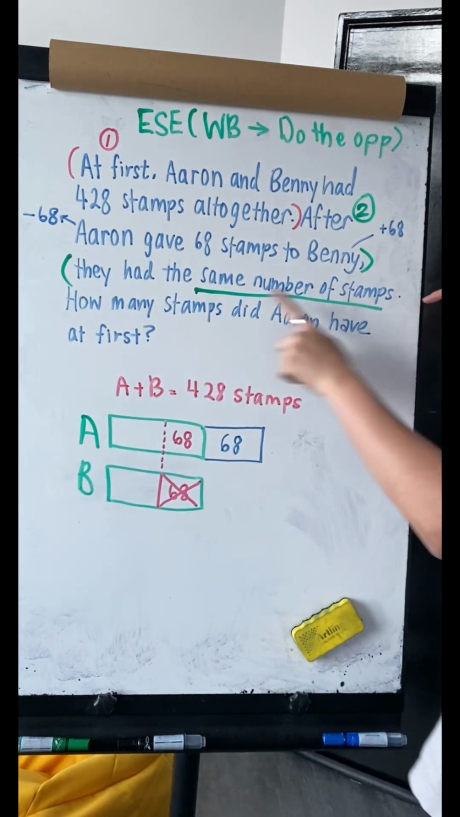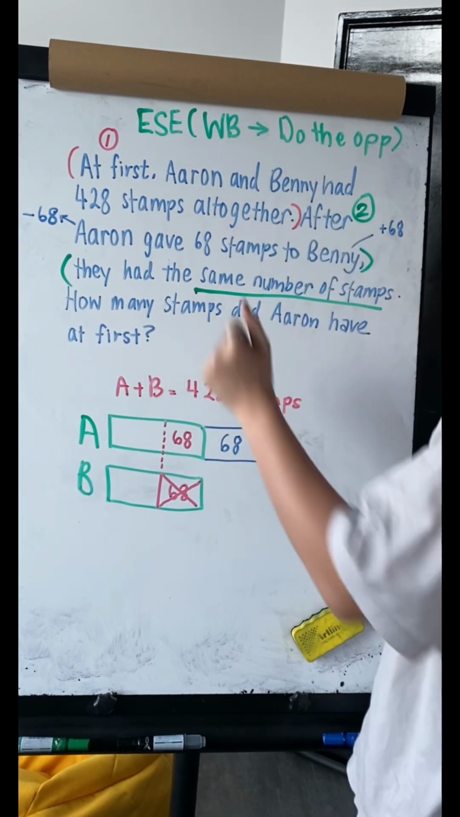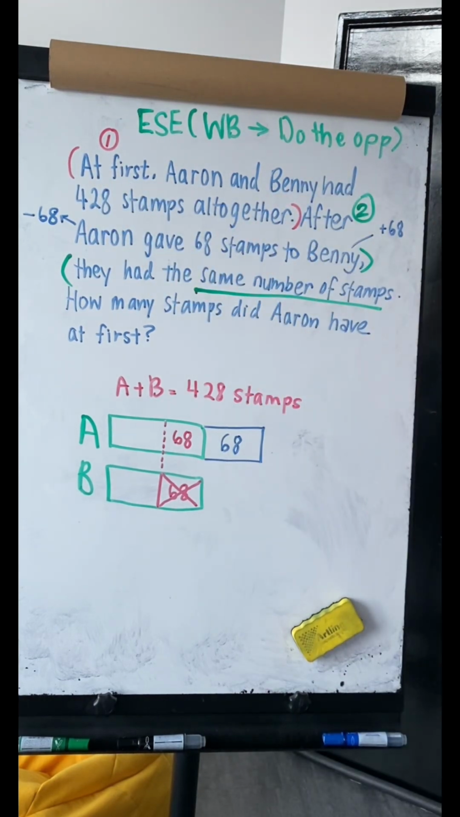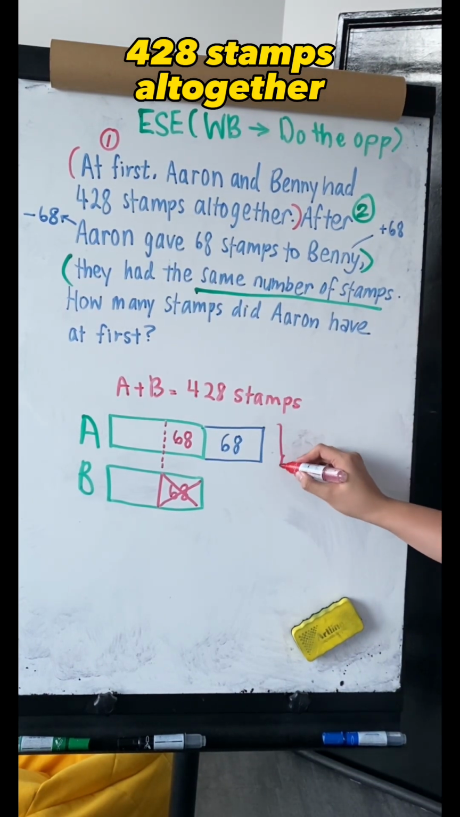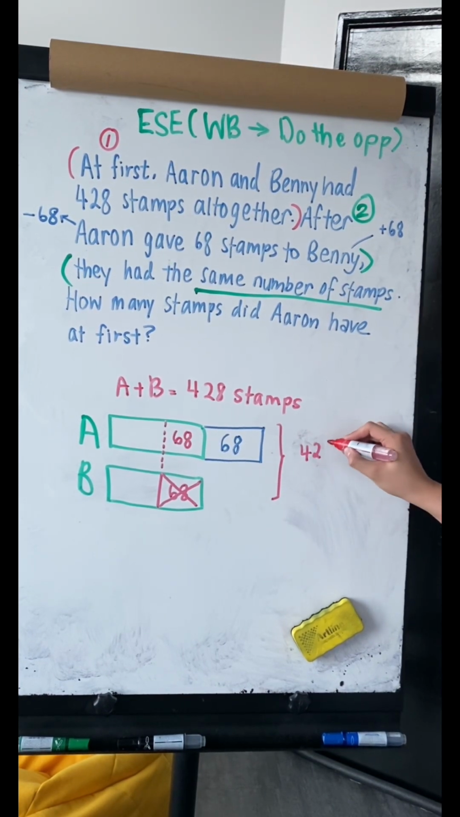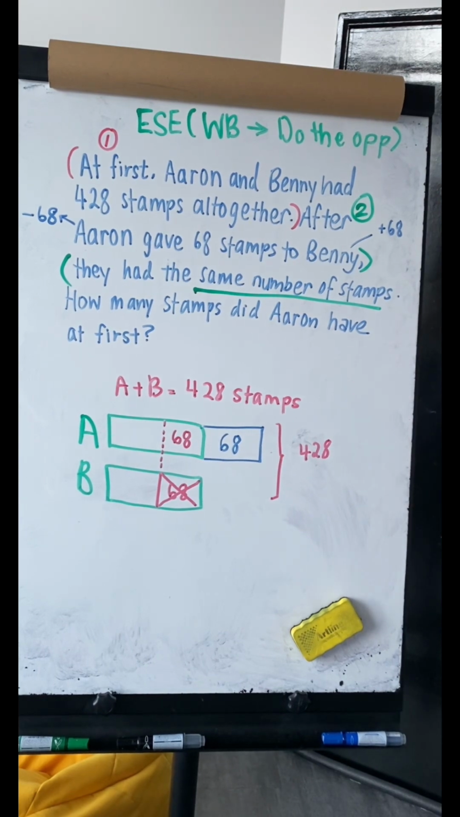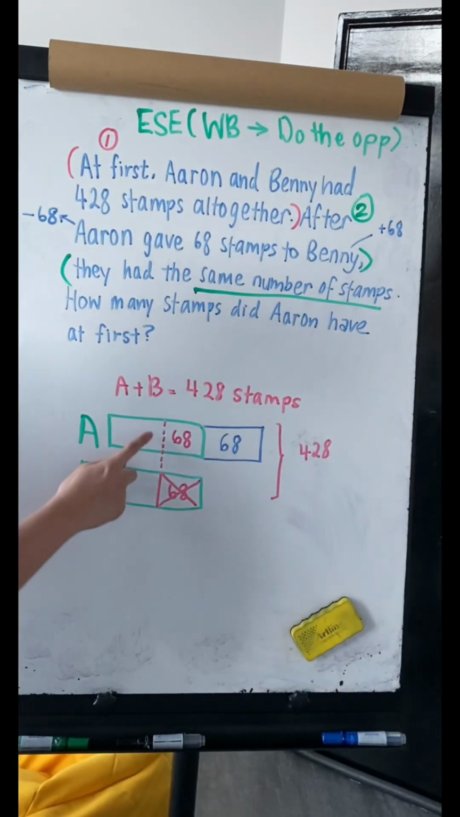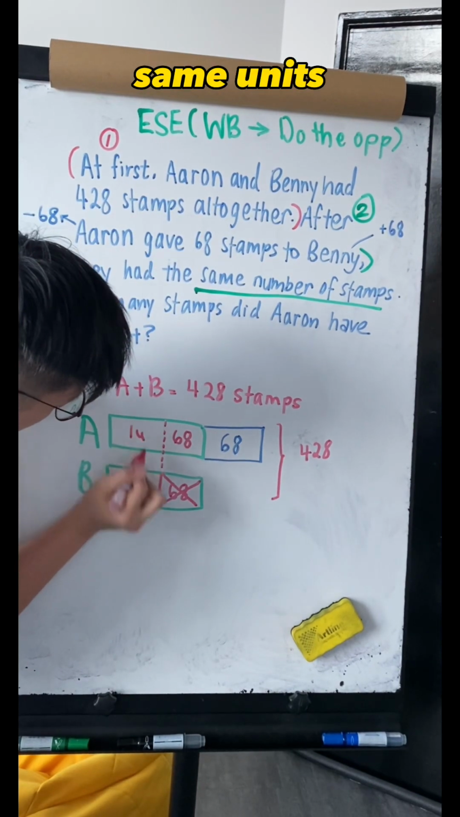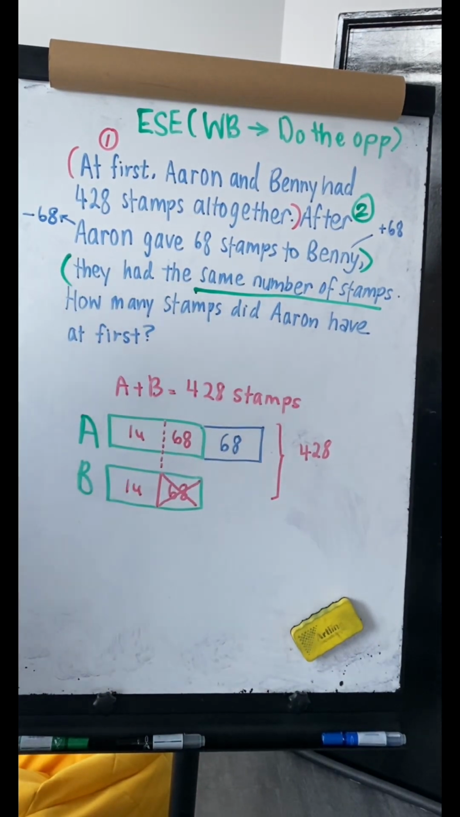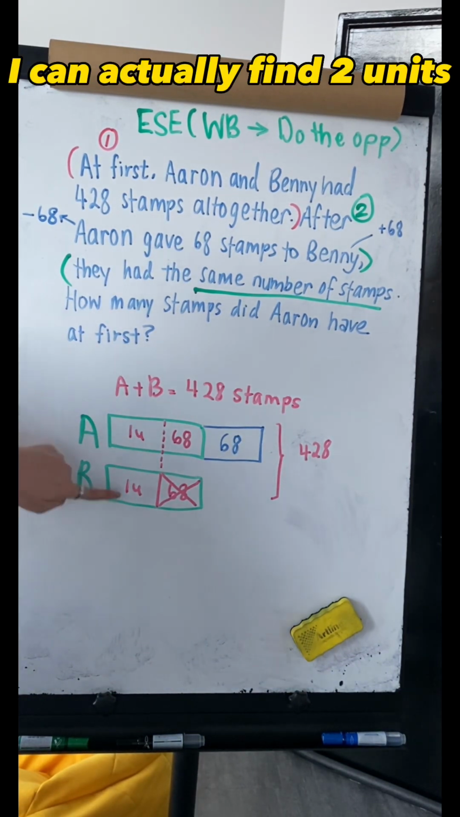Now finally, I'm done with this. Now I'm going to go to what happened at first. Aaron and Benny had 428 stamps altogether. Can you see 428 over here? So we know that these two are the same. So this is 1 unit and this is 1 unit, correct? You agree so far? From here, I can actually find 2 units.